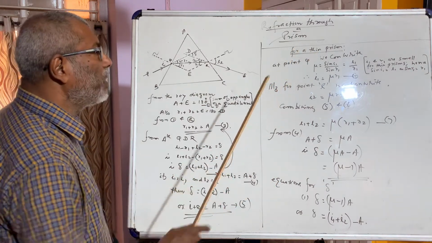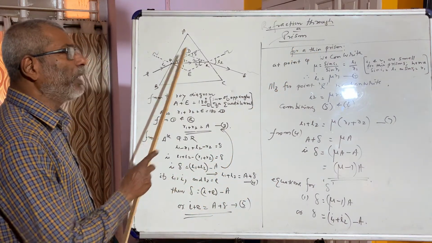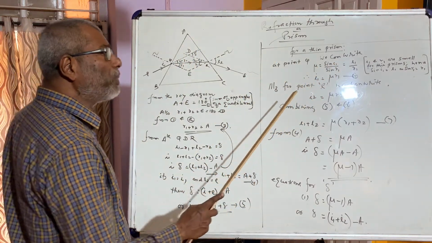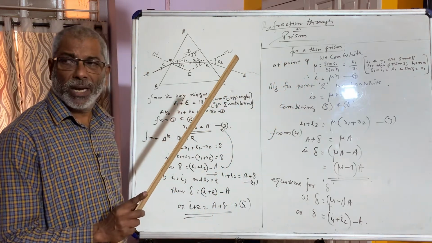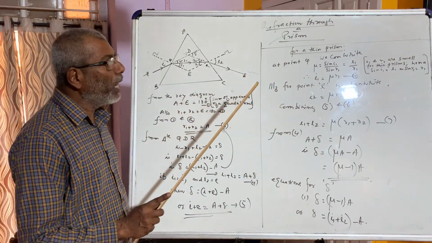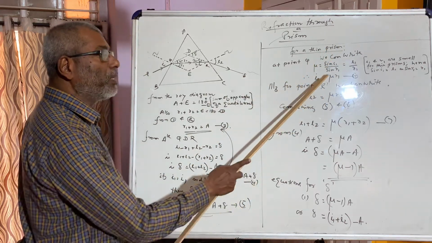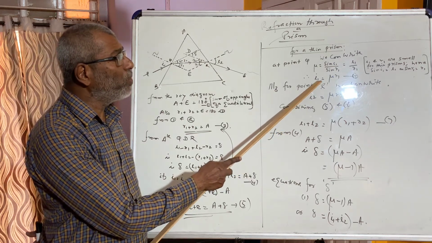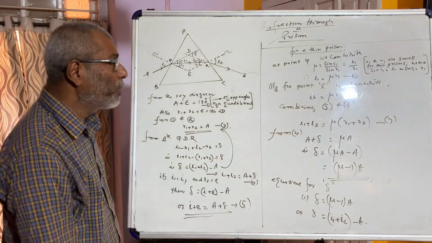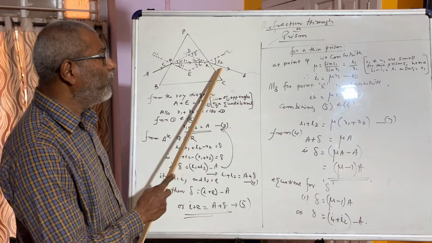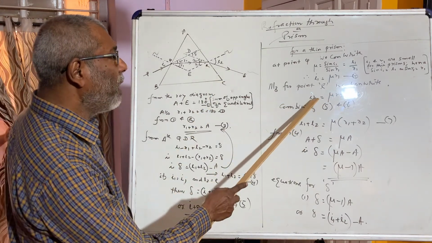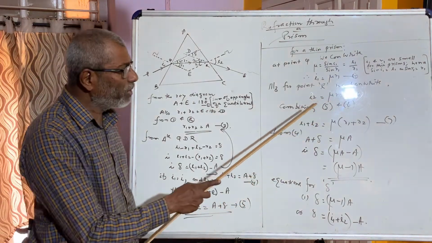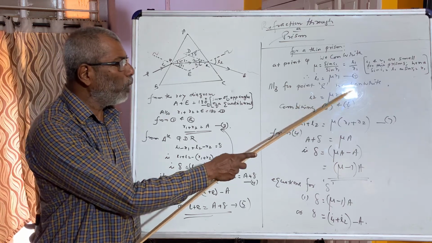Now for a thin prism, at the point Q we can write mu is equal to sine I1 by sine R1. For a thin prism, if theta is very small, sine theta is equal to theta. Therefore, sine I1 is simply I1 and sine R1 is simply R1. Hence we can write I1 is equal to mu R1, equation 6. Similarly, for the point R we can write I2 is equal to mu R2. As we wrote here, a similar condition we are explaining here.